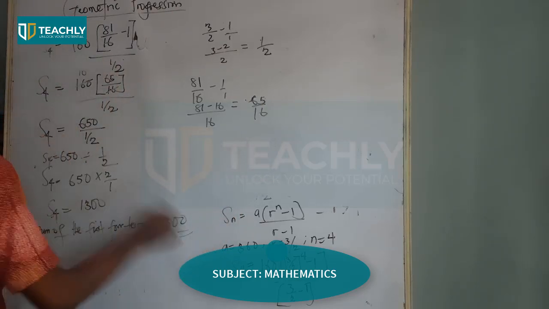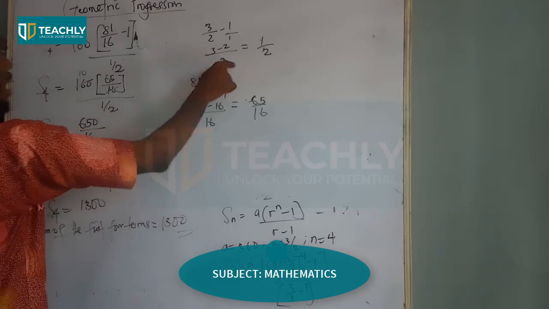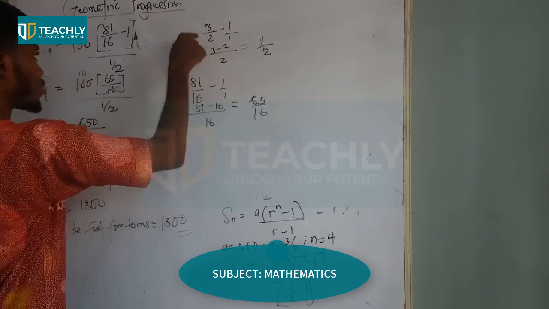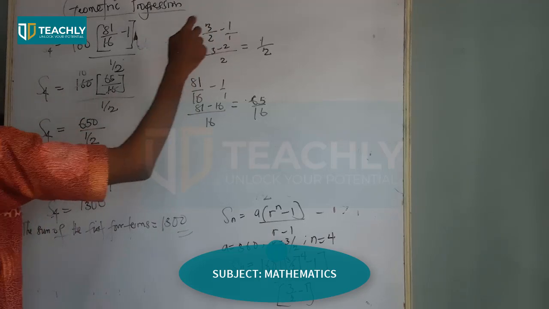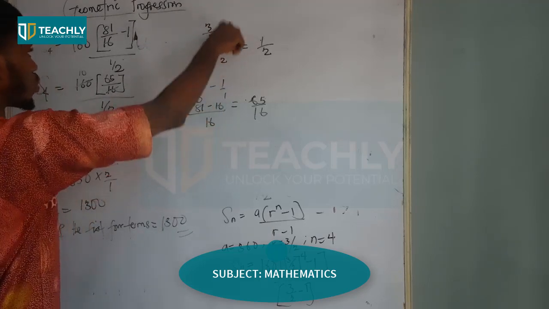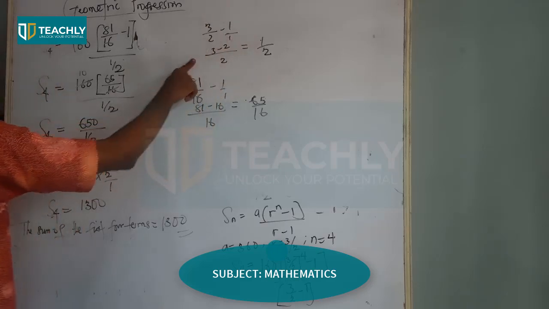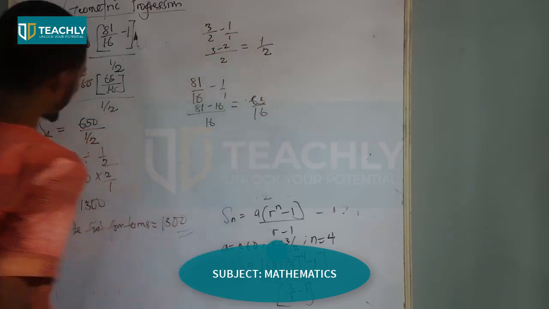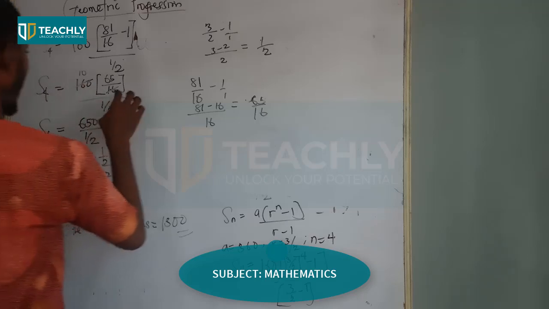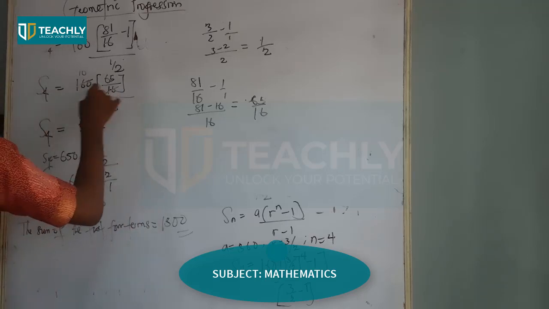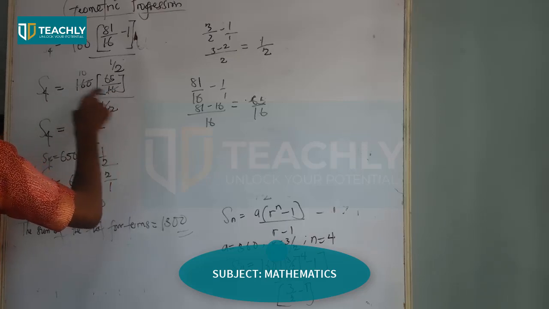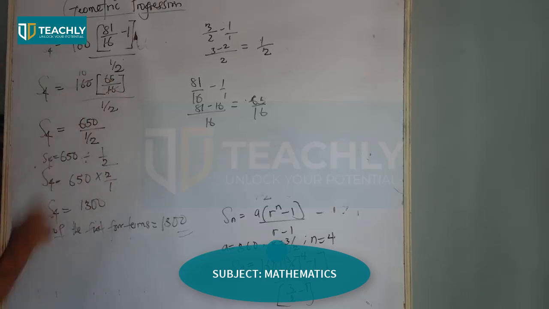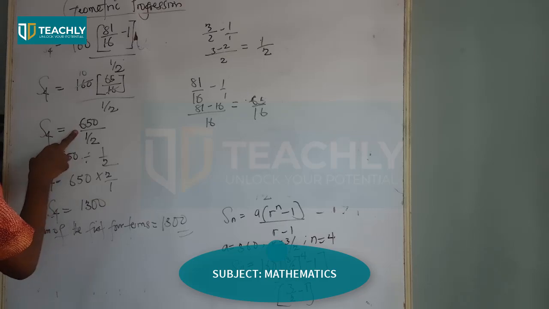So then for this one also, the LCM here is what? Is 2. 2 divided by 2 is what? 1 times 3 gave me what? 3. 2 divided by 1 is what? Is 2. Times 1 is what? Is 1. So 3 minus 2 gave me 1 over 2. Okay? So I brought it down here. And from here, 160 divided by 16 gave me what? 10. 10 times 65 gave me what? 650. Okay? Over this 1 over 2 again.